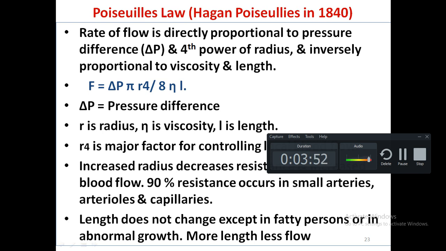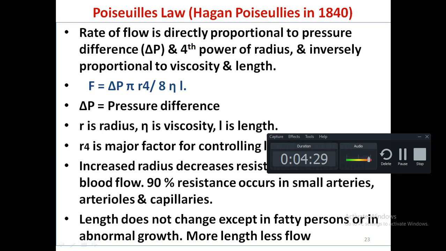According to this equation, rate of blood flow is directly proportional to the pressure difference or the pressure gradient, and then it is also directly proportional to the fourth power of radius, and that flow is inversely proportional to the viscosity of blood and also to the length of the vessel. This equation was originally designed for the flow of fluid in different types of channels, but afterwards it was also applied to the blood vessels for blood flow.